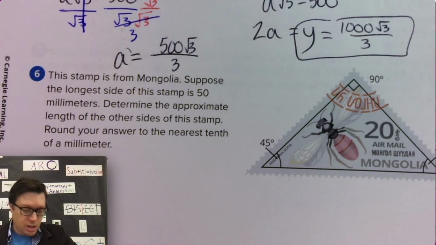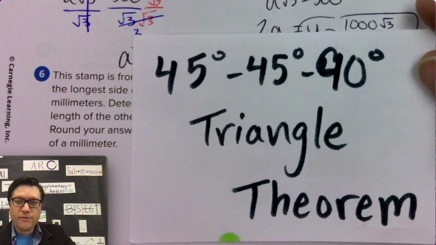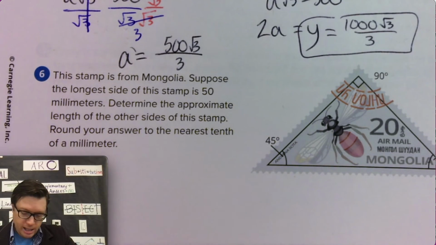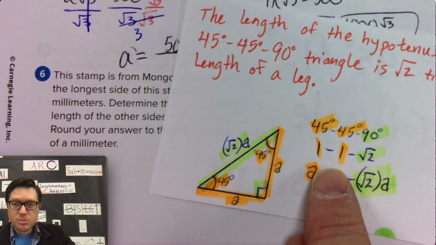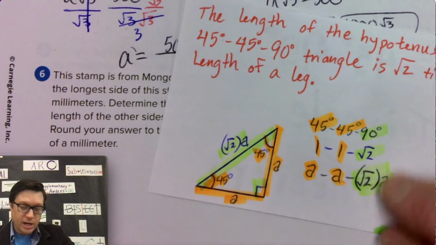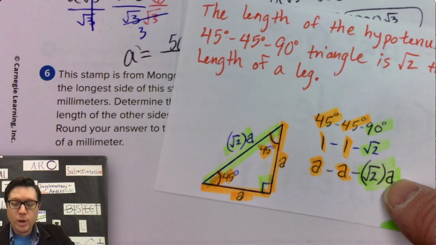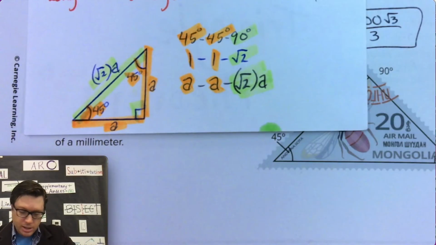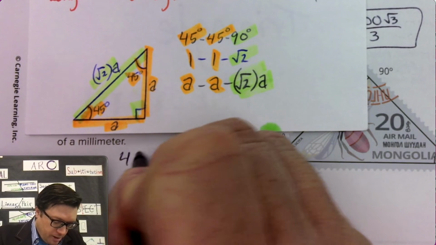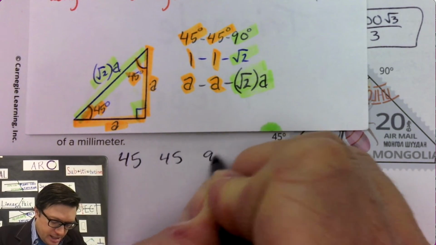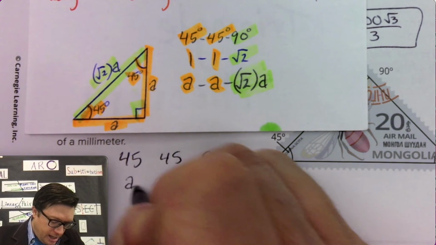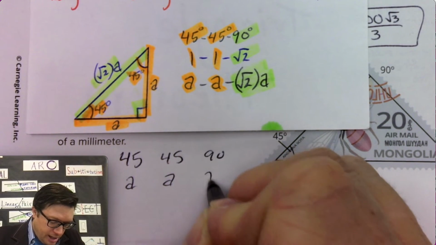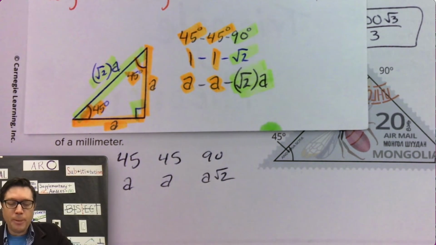You know what? This sounds an awful lot like a 45, 45, 90 triangle. And in a 45, 45, 90 triangle, the sides across from the 45 are the same. The side across from the 90 is root 2a. So I'm going to write this structure here, 45, 45, 90. I can see that in the triangle's diagram. I can write a, and then a root 2 in our paper.